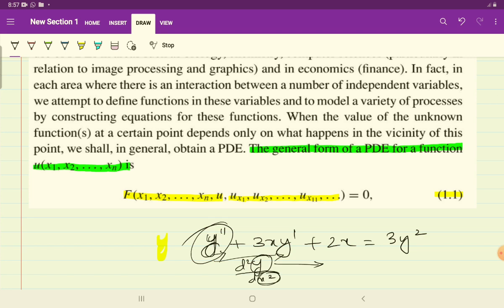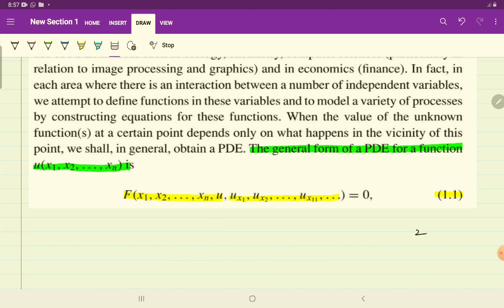If there is only one independent variable then that equation will be an ordinary differential equation, whereas a partial differential equation involves more than one independent variable. Simply we can say it is a relation between one unknown function u and its partial derivatives. Here in this example, the unknown function is u, which is defined in terms of x1, x2, etc., xn.